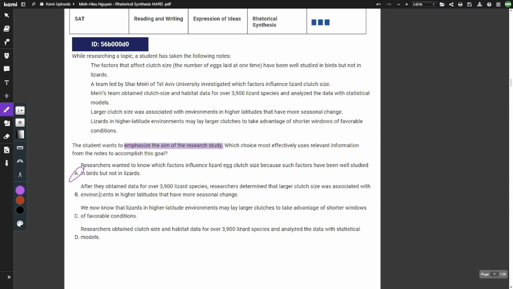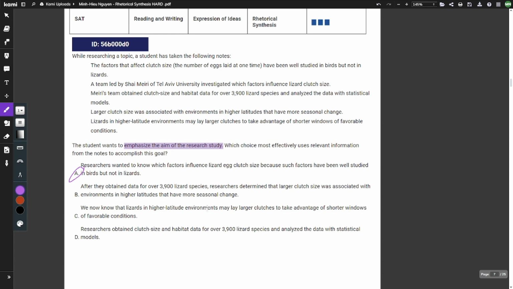After they obtained data for over 3,900 lizard species, researchers determined that larger clutch size was associated with environments in higher latitudes that have more seasonal change. That's great, that's what they found with their study, but it doesn't talk about why they did the study. See, we now know that lizards in higher latitude environments may lay larger clutches to take advantage of shorter windows of favorable conditions. Cool, that's another thing they found with that study, but not why they did the study in the first place.